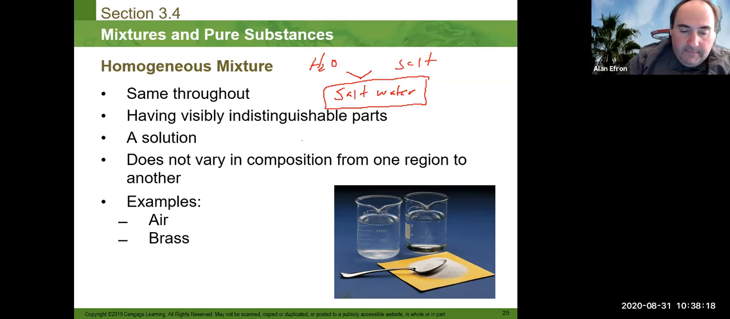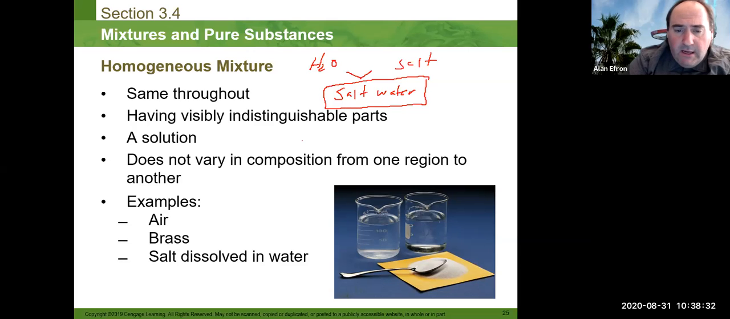Here are some other examples. Air, as I think we touched upon at the very end last time, really is a mixture. It has nitrogen, oxygen, argon, other gases, carbon dioxide, depending on where you're at. But when we look at air, it all looks the same throughout. Hopefully you don't see things floating around in the air in most cases. Brass as well is a mixture of a couple of metals together, but it looks like one sort of metal, even though there are other types of metals involved in brass.